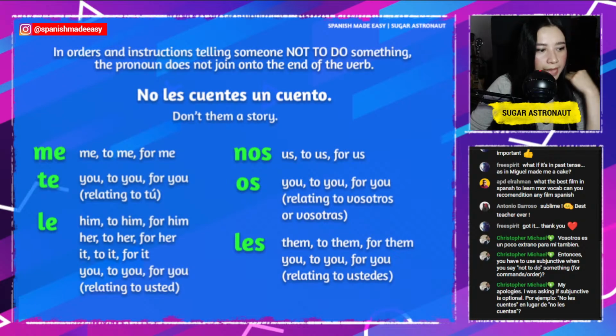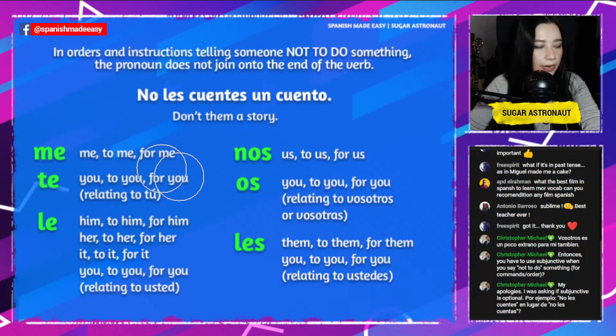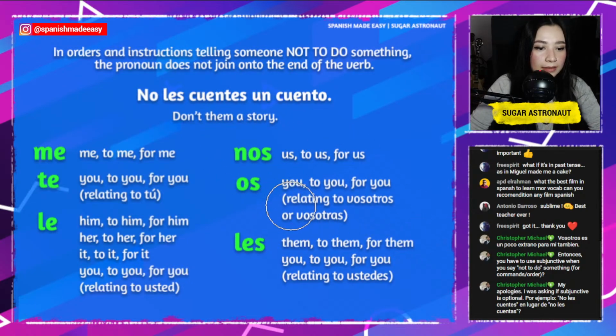So, for commands, it makes more sense if you say, no les cuentes, more than no les cuentas. No les cuentas doesn't look like it's a command. No les cuentes is a command for sure. So the first one is correct. No les cuentes. Okay? So, great question. I like it. Okay. So, the last part.